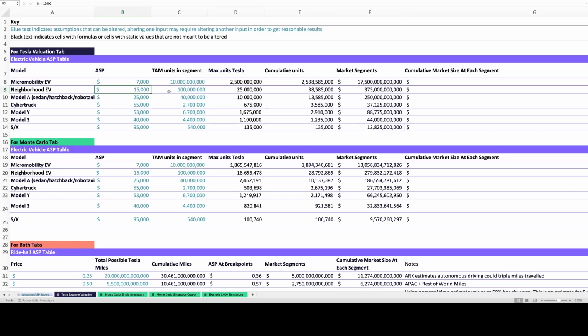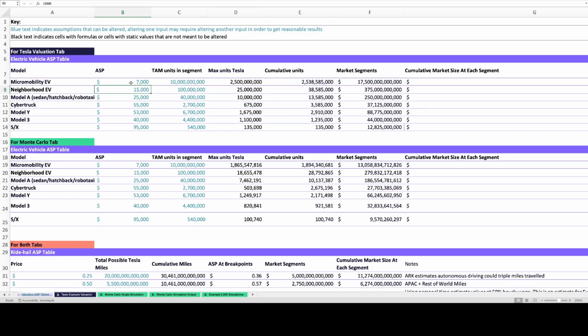Ark expect this vehicle alone, a total addressable market of 100 million units per year. Tesla's share of that, 25 million units per year. And keep in mind, this is max units that Tesla could sell, not units they will sell, but max they could. And then a micro mobility EV, around a $7,000 ASP, total addressable market's 10 billion.